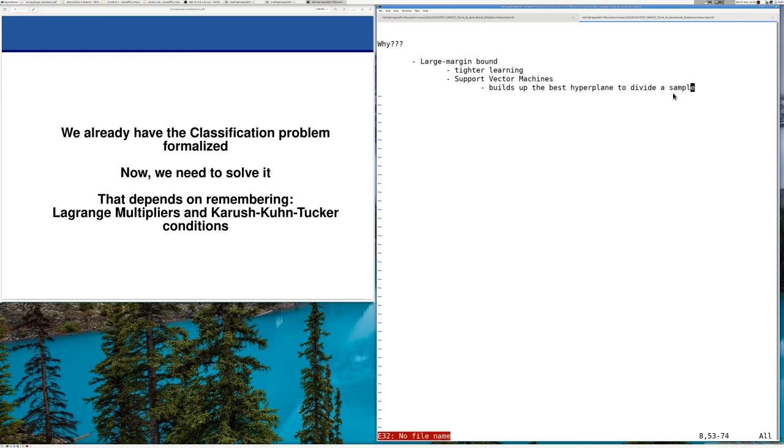It's exactly that. Builds up the best hyperplane. By best, I mean the hyperplane whose margin is the greatest as possible for my sample, for my data sample.